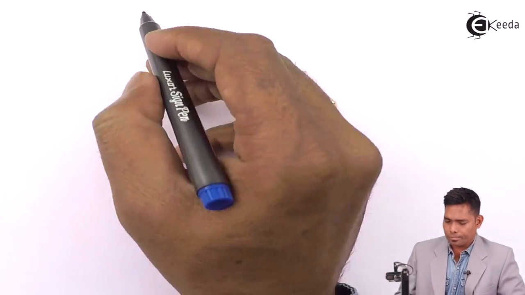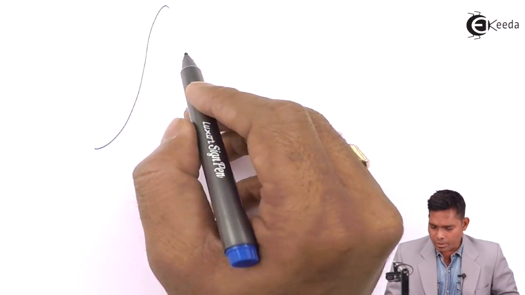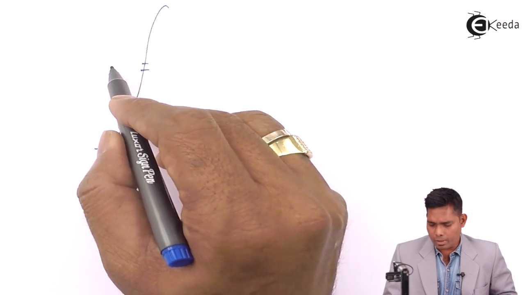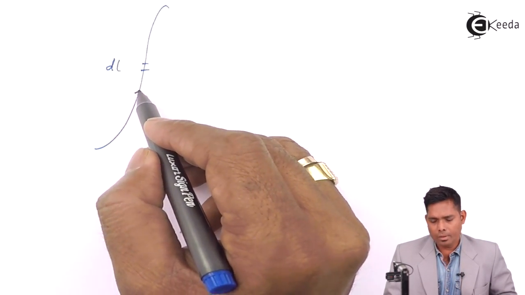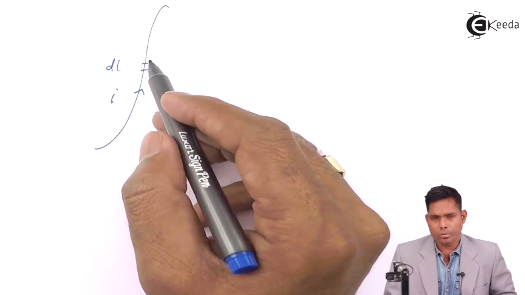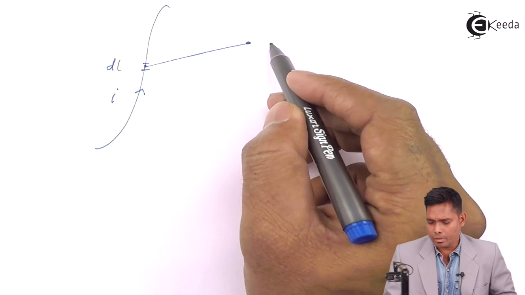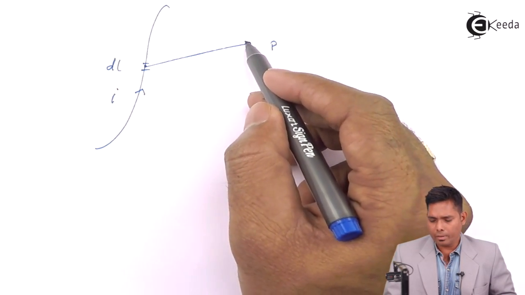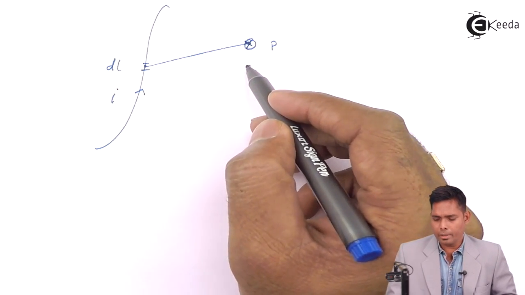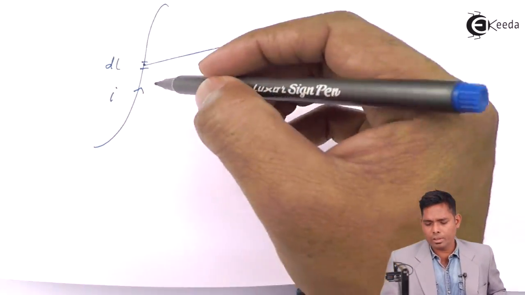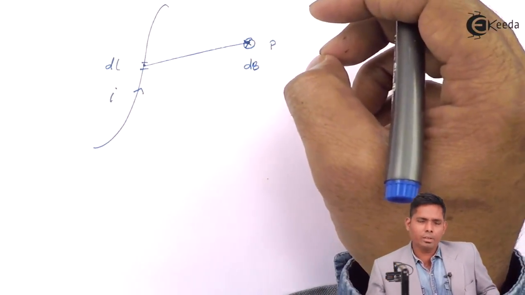that if this is a conductor and I choose an element here of length dl, current is flowing like this. I is the current flowing through the conductor from the center of it to this point. I take a point here, say this point is P, where I want to find the magnetic induction. This magnetic induction will be small because the length I am considering is small.